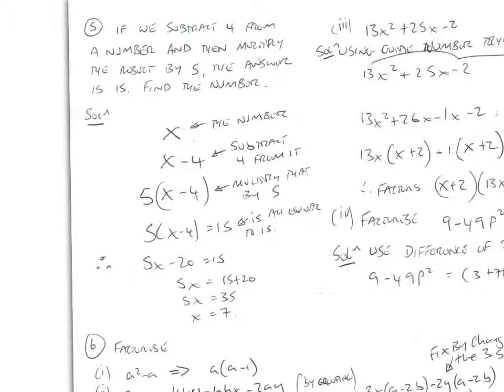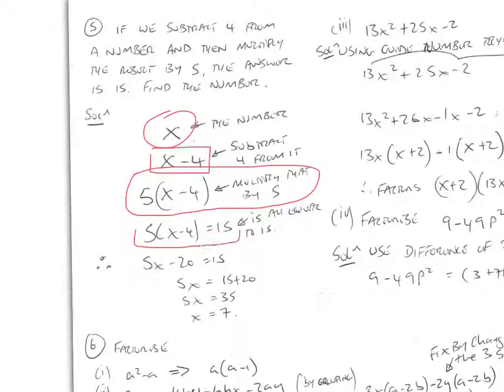Okay, if we subtract 4 from a number, x, and then multiply the result by 5, so the number is x, subtracting 4 from it is x minus 4, and if we multiply the result of that by 5, our result is 15, so all that's equal to 15. So taking 4 from x and multiplying all that by 5 is 15. Find the number.